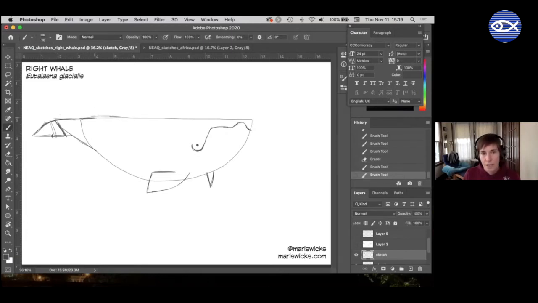And then we're gonna go along here, and we need to make just where the blowhole is. So whales have their nose on the top of their heads, blowhole. Right whales have a double blowhole. So they have two nostrils like we do on our nose, except it's on their head. And yeah, it'd be kind of interesting if we had noses on our heads.